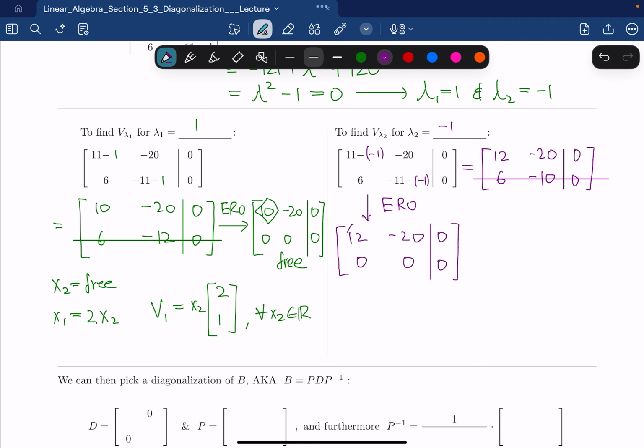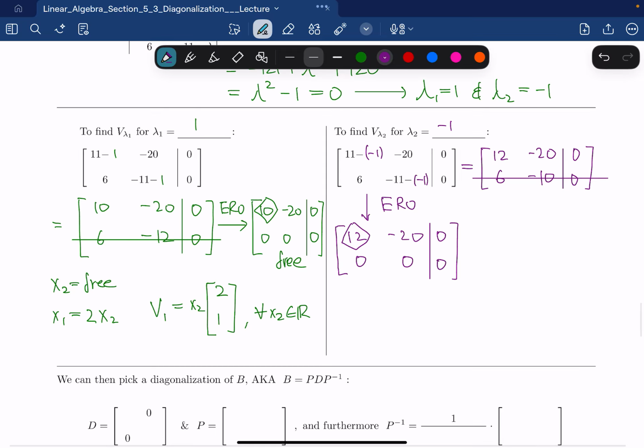Anyways, so here we have one pivot, and it still means x2 is free. That means x1 is equal to, again, add the 20 over, divide by 12. So 20 over 12 x2. And if you simplify that fraction, divide top and bottom by 4, 5 over 3 x2, and then x2 is 3.